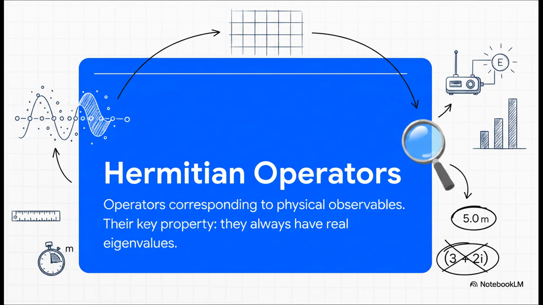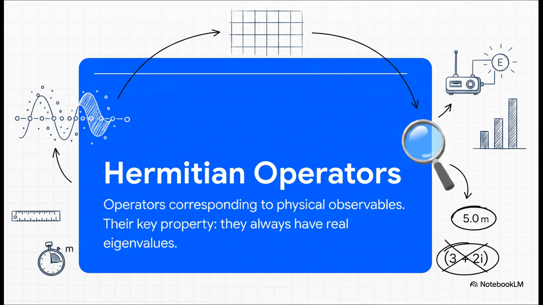So if the states are vectors in this space, what about the things we actually go out and measure? Like position or momentum or energy. In the formalism, we call these things observables, and each one is represented by a special kind of operator called the Hermitian operator. And they have one property that is absolutely 100% crucial. They are guaranteed to always have real eigenvalues.